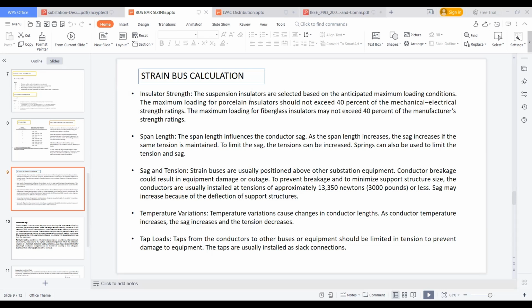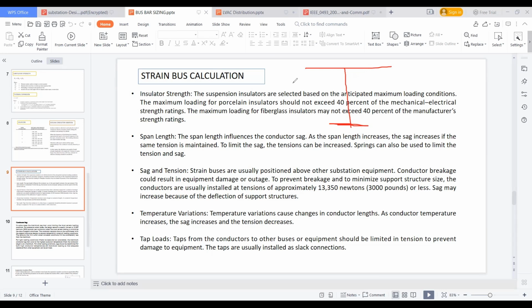Tap loads. This is a very important thing. What is this? See, as I have shown you here, this is the conductor running on the top, and it has to connect to the middle of the two isolators. So this is the tap from it. This tap from the conductor to the buses or the equipment should be limited in tension to prevent damage to the equipment. See now, what is it doing?